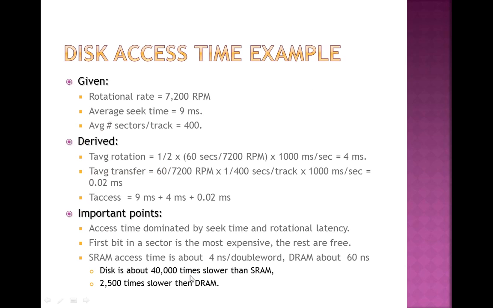This is the example. The rotational rate is 7200 RPM, with the average seek time given, and the average number of sectors per track is 400. This is derived: T average rotation equals half times 60 divided by 7200 RPM times 1000, which equals about 4 milliseconds.